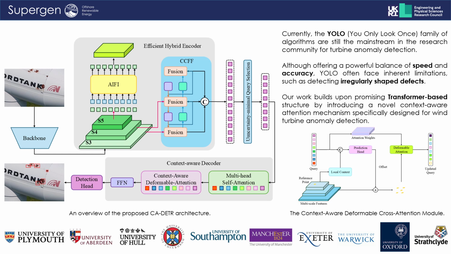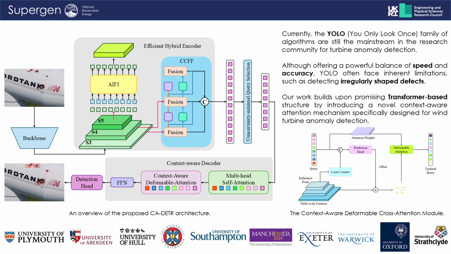At the moment, YOLO-based models are still widely used in turbine anomaly detection because they provide a good balance between speed and accuracy. However, in practice, they often struggle with small, irregularly shaped, or visually subtle defects, which are common in real wind turbine inspection scenarios.